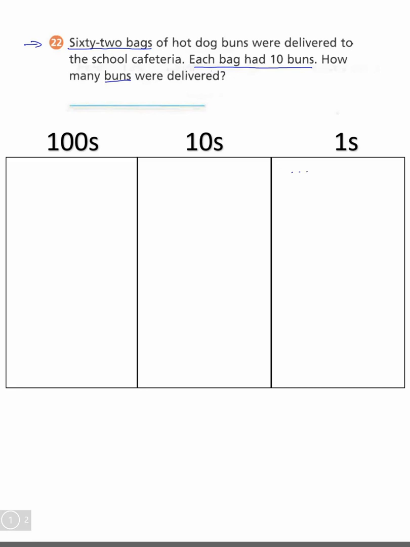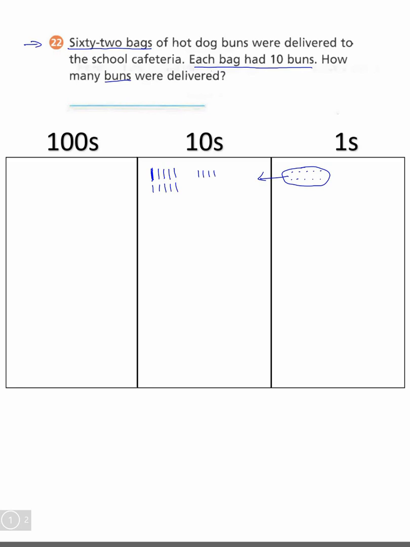So I could go 1, 2, 3, 4, 5, 6, 7, 8, 9, 10. Those are 10 buns, and that's 1 bag, right? But that would take a long time. Fortunately, we have place value drawings that whenever we have a group of 10 ones, that becomes a 10 stick, right? So I can go there. So that's 1 bag of 10. So I need 62 of those. So 1, 2, 3, 4, 5, 6, 7, 8, 9, 10. So there's 10 bags of 10. So I can keep going, right?